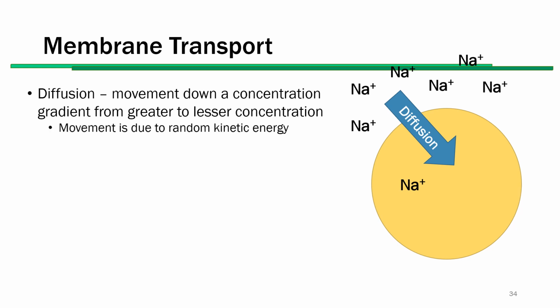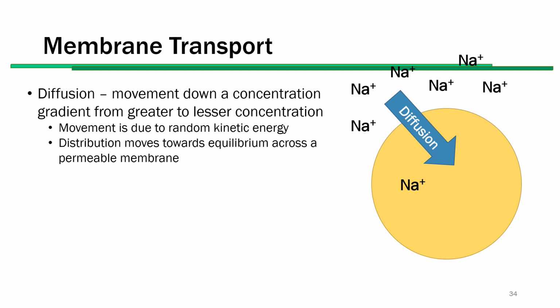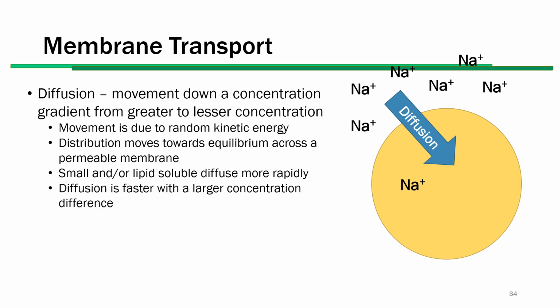So movement is due to random kinetic energy because that promotes equilibrium. That's what it wants to do by laws of physics. So distribution moves towards equilibrium across a permeable membrane. Small and/or lipid soluble components would move more rapidly. Sodium's small, it's not lipid soluble, but there are channels for it. Diffusion is faster with a larger concentration difference.